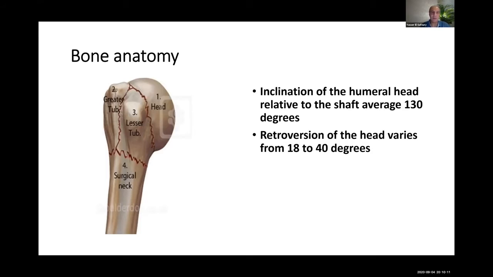Basic anatomy, we should know there is the head, greater tuberosity, lesser tuberosity, and the shaft. Also here is the anatomical neck and the surgical neck. There is a certain angle, which is the head shaft angle, which is about 130 degrees. Also, there's a retroversion of the head from 18 to 40 degrees. This should be considered during your fixation because this is basic anatomy.